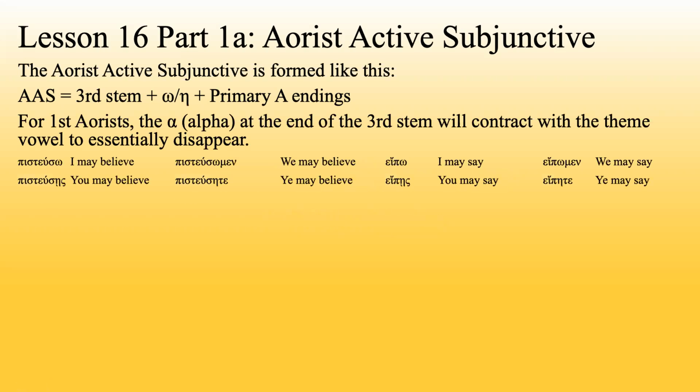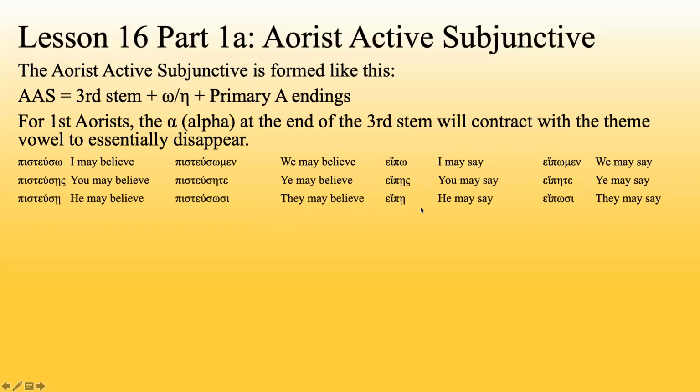disappear. Here are the forms, and you can see that first aorists and second aorists end up looking exactly the same. There's no distinction here in the subjunctive between first and second aorist. So pistuso, pistustes, pistuse, pistusomen, pistusete, pistusosi.